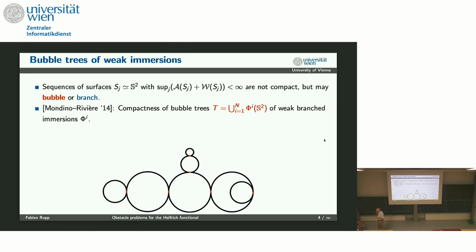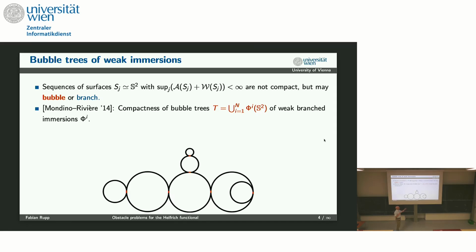Nevertheless, the concept of bubble trees, which is already known from, say, the harmonic map energy flows, has been formalized in this work by Mondino and Rivière in this class of immersions which are adapted to this Willmore type energy method. Okay, so we look at immersions in the W^{2,2} class now because we have a curvature control. And they proved essentially a pre-compactness or a weak compactness result of bubble trees of weak branched immersions φ_i, which are defined on the sphere.